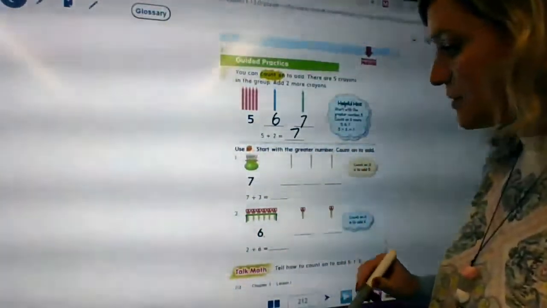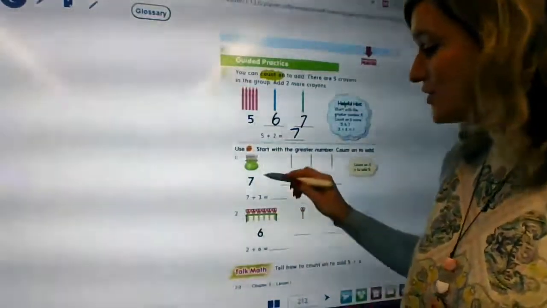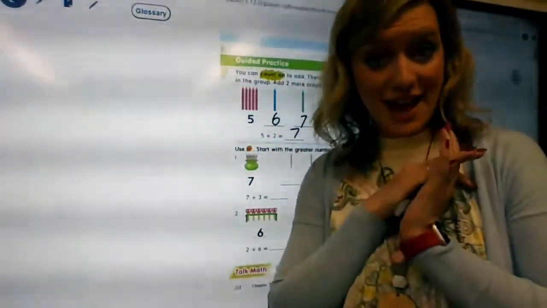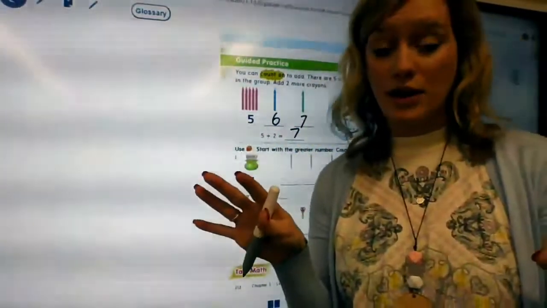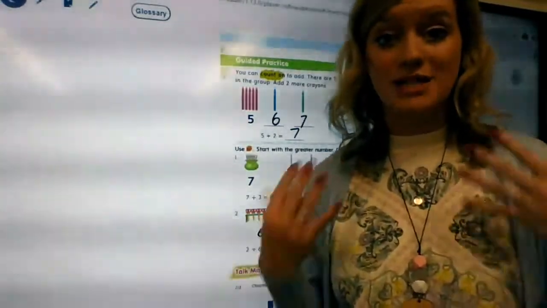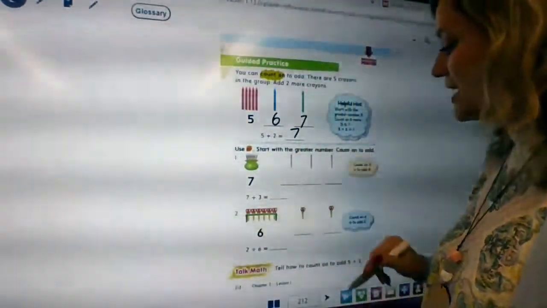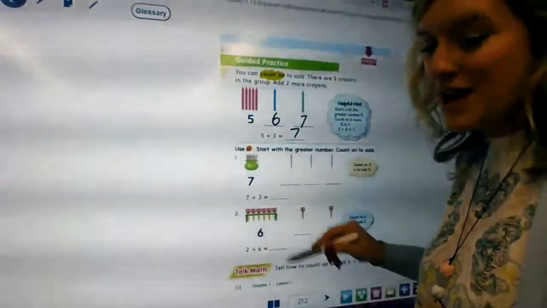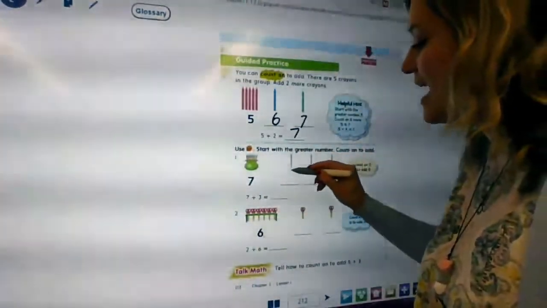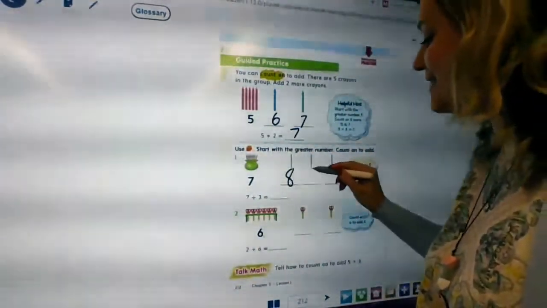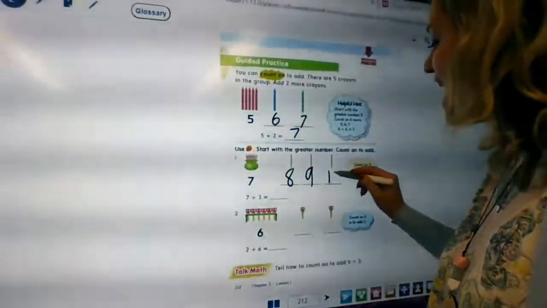So it looks like these are some paint brushes. So there are 7 paintbrushes together, okay? We already know that. We don't have to go count them individually because they told us there are 7. Now we're going to count on. So what comes after 7? We have 7, 8, 9, 10.